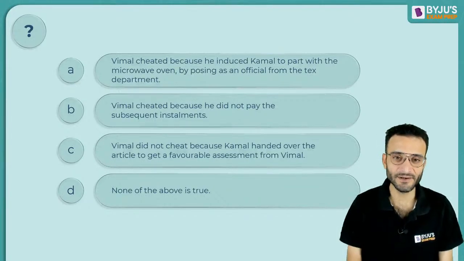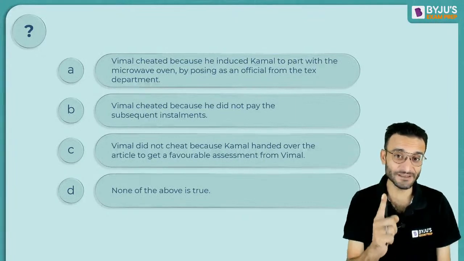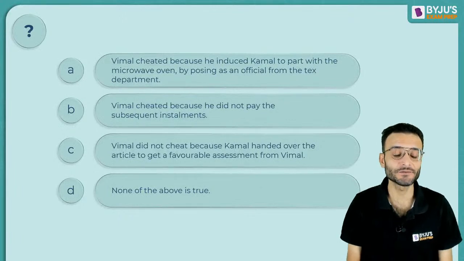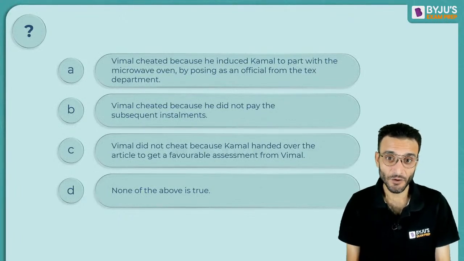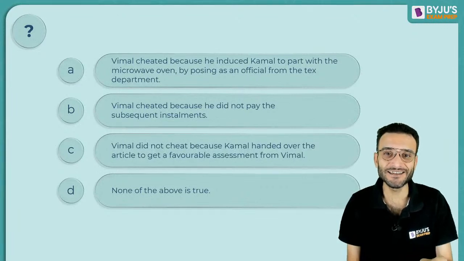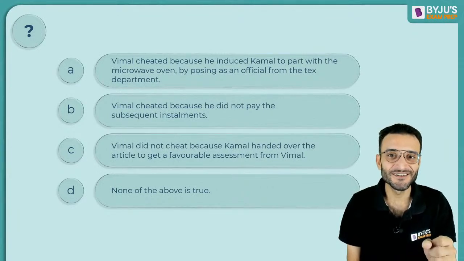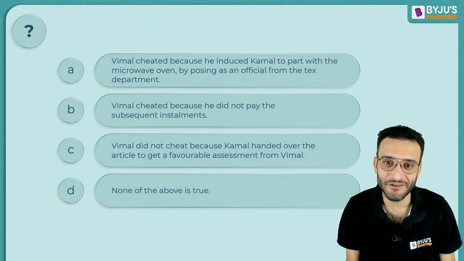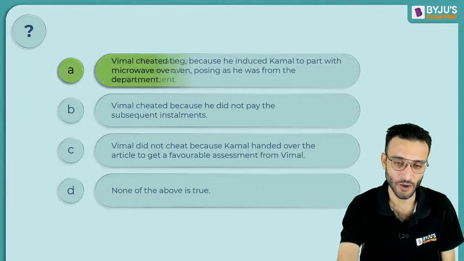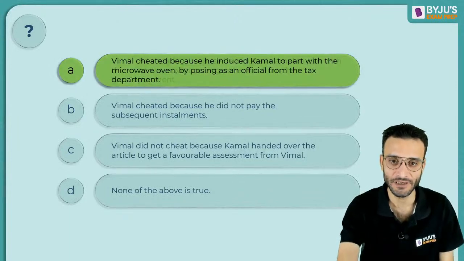The correct answer is, there are 2 things. He firstly said something wrong, that is, he is an income tax officer. Secondly, by portraying himself as an income tax officer, he took away something which the shopkeeper would not have given. So the correct answer is option A. Most of you are absolutely correct.